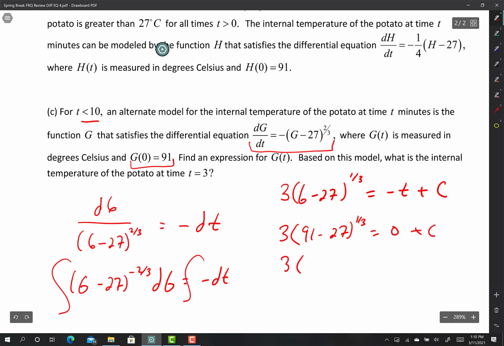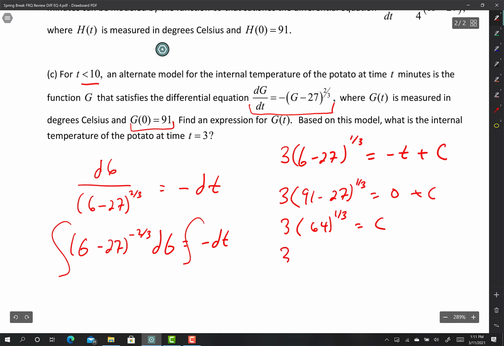So 3 times, let's see, 91, 81, 71, 61, 64. Oh, okay. It's the same thing. Silly me. Equals c. The cube root of 64. I want to say that's 4. Let's see. 4 times 4 is 16. And then 16 times 4, yeah, that's 64. So 3 times 4 equals 12. So there's my c value.